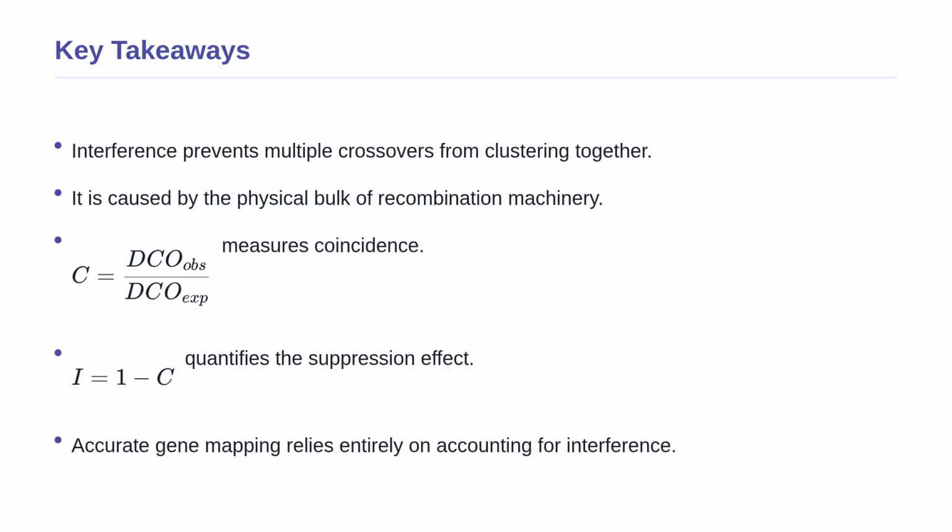Third, we can measure this mathematically using the coefficient of coincidence and then calculate the exact interference value. An interference of 1 means complete suppression. Finally, understanding and calculating this concept is the absolute foundation for creating highly accurate DNA maps, which are essential for modern genetic research and medicine. You now have a solid grasp of genetic interference.